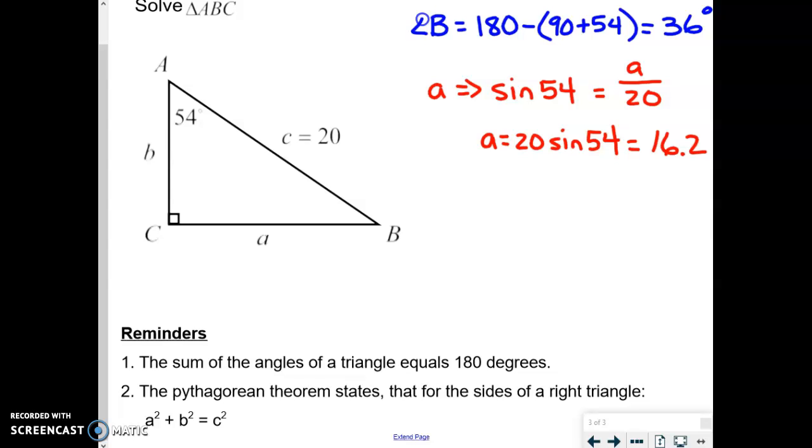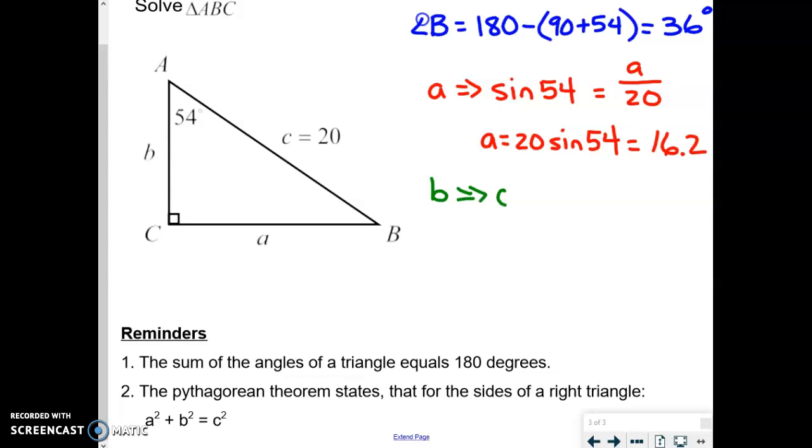So now that we know A and we know C, we have 2 options. For B, we could use the cosine of 54 is equal to B over 20, or we could use the Pythagorean theorem to solve. Both of them work. Either one of them is a viable option. In this case, just to give you another example, I'm going to use the trigonometric way.